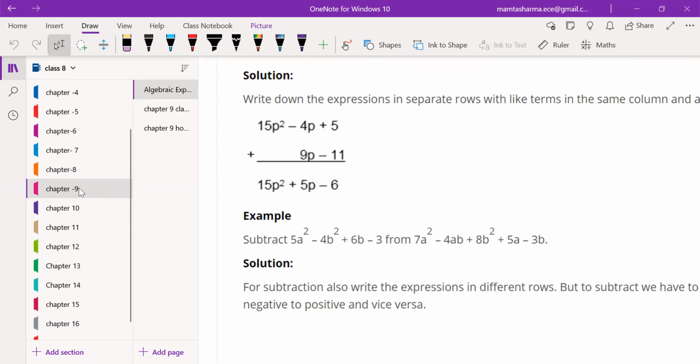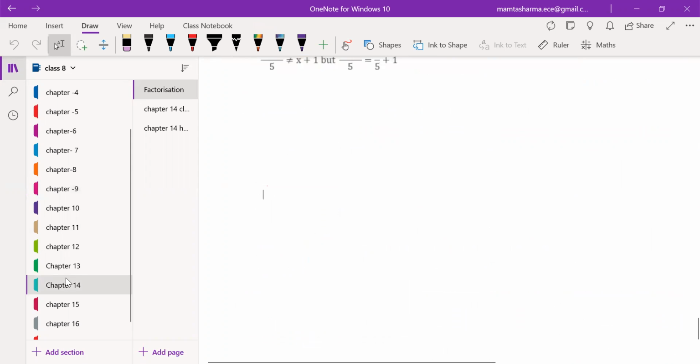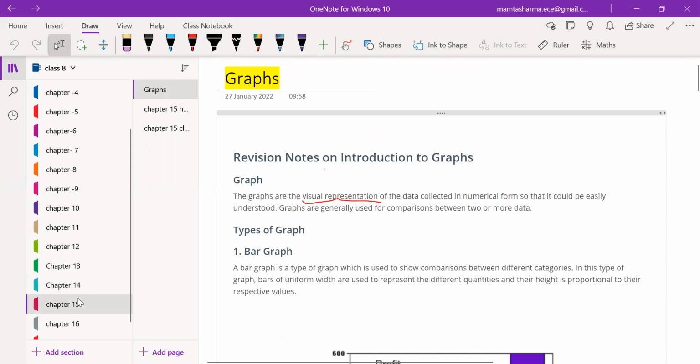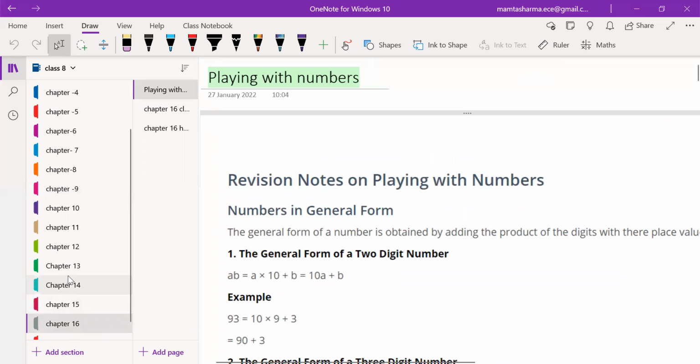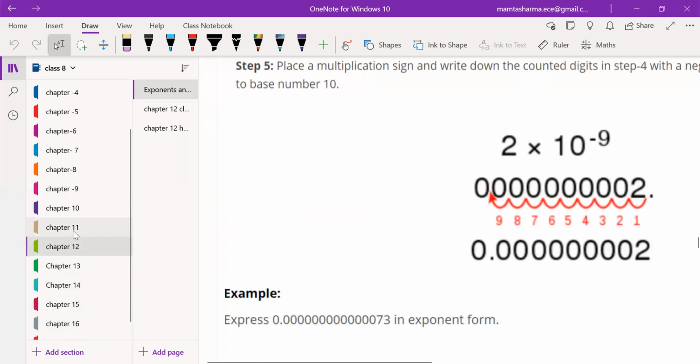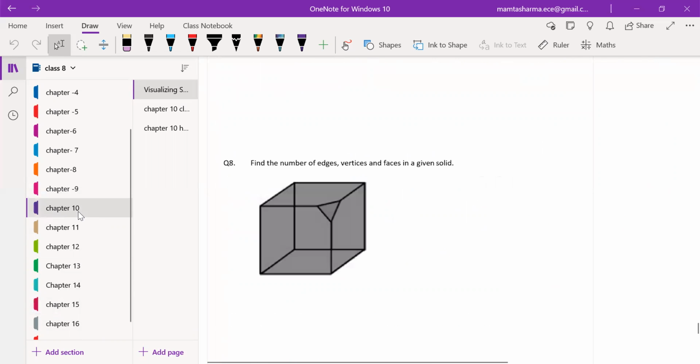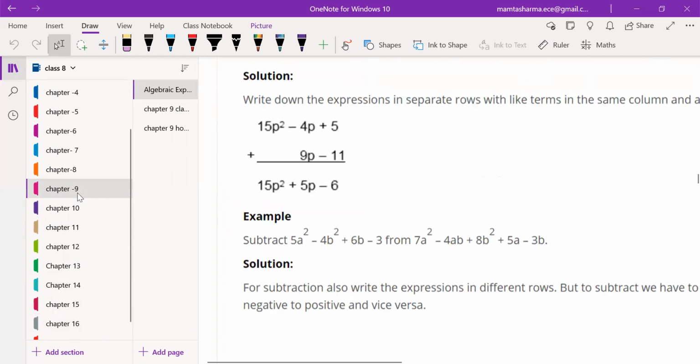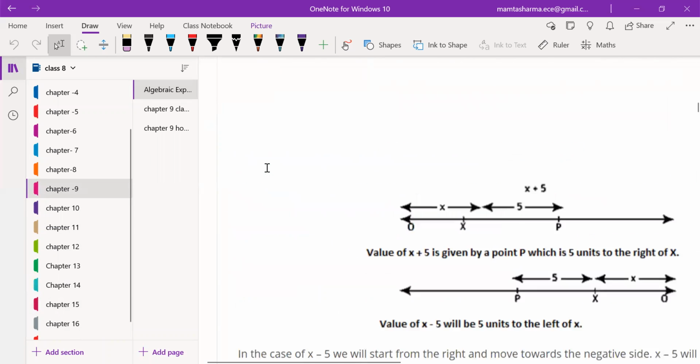Do you want to learn factorization first or this algebraic expression first? Ma'am, factorization, because this chapter is common for everyone. Yes, factorization, exponent and power are related. After that, we can start algebraic expression.